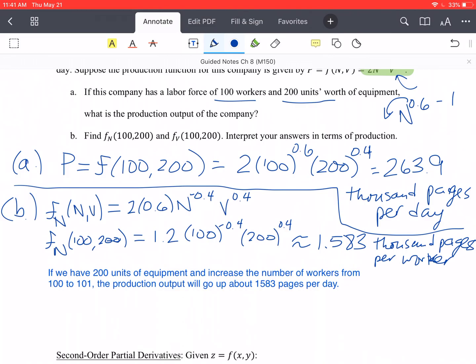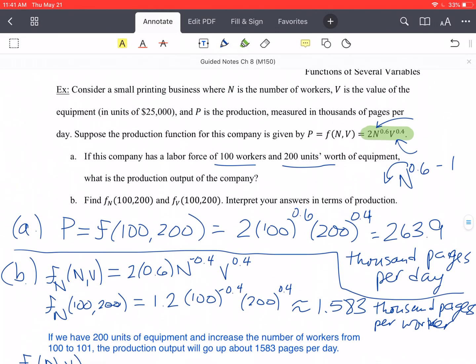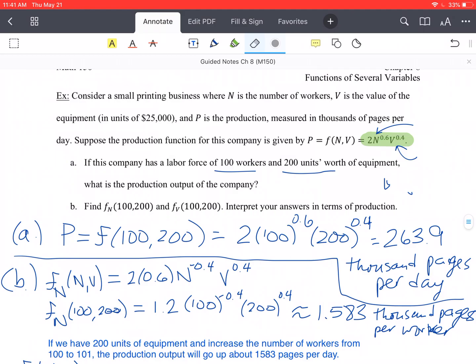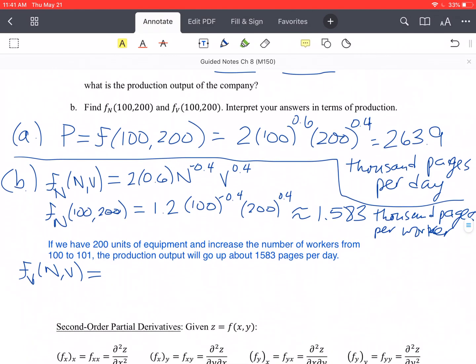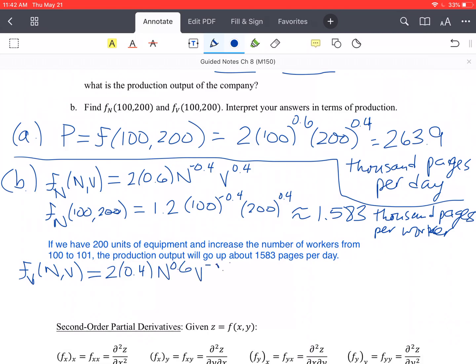Okay, so then let's look at f sub v, the partial with respect to v. We're going to treat this the same way that we did before. We're using the power rule, except now v is the variable and n is the constant. So I'm bringing down the 0.4 and subtracting 1 from its power. So we get 2 times 0.4 times n to the 0.6 times v to the negative 0.6.